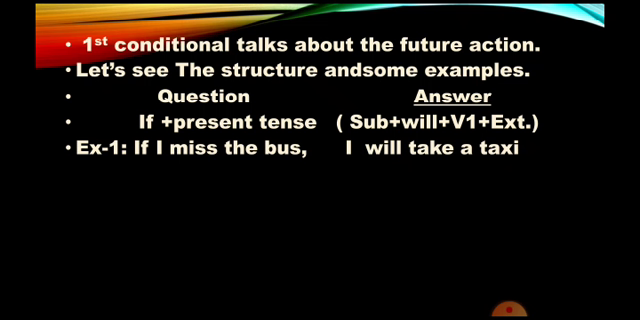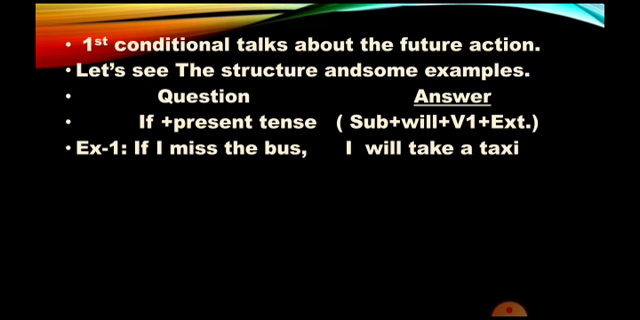Example number 1. If I miss the bus, you can see in example number 1 that an if is followed by a clause in the present form. Miss is a verb here, it is in the present form. Since if is followed by a present tense, that's why it's an example of the first conditional.